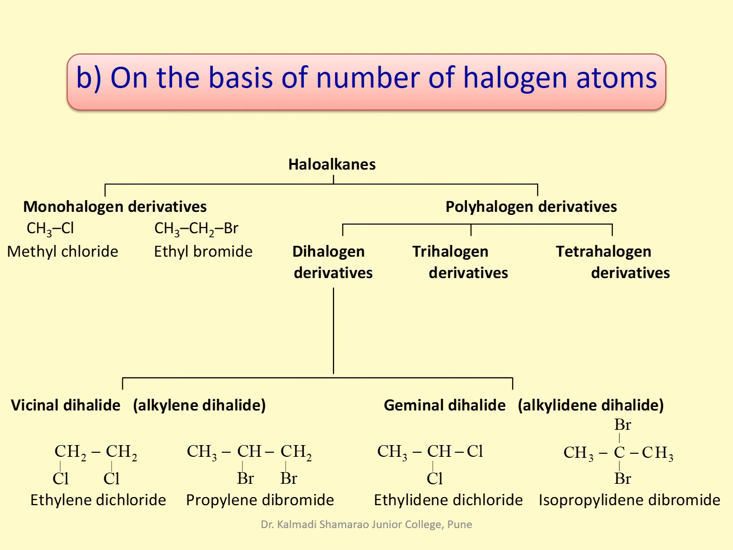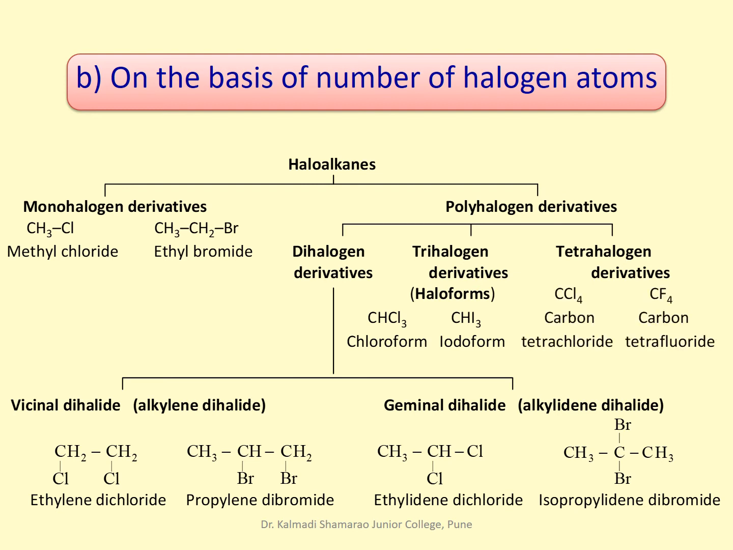Trihalogen derivatives are commonly called as haloforms. For example, CHCl3 is chloroform, CHI3 is iodoform. Examples of tetrahalogen derivatives are carbon tetrachloride, carbon tetrafluoride, etc.